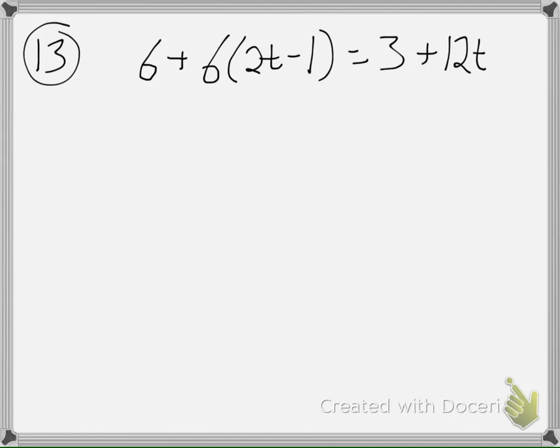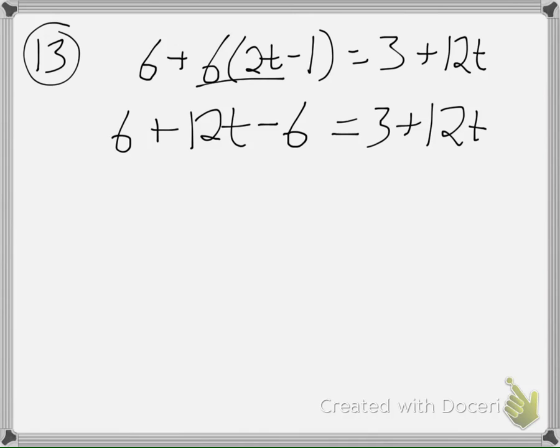All right, so first step, we need to simplify what's on the left. What's on the right's already simplified, so distributive property gives us 6 plus 12t, and then 6 times negative 1 is minus 6, equals 3 plus 12t. Then we combine like terms. 6 and negative 6 gives us 0. So I get 12t equals 3 plus 12t.